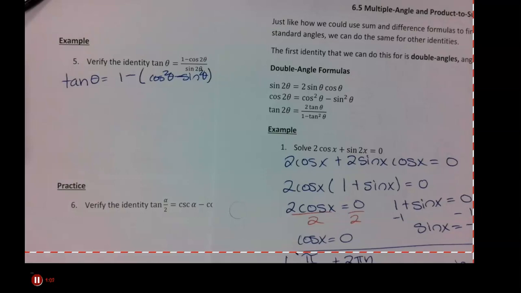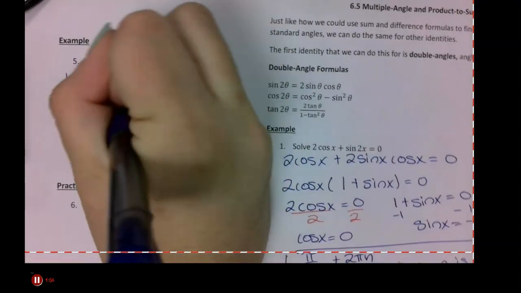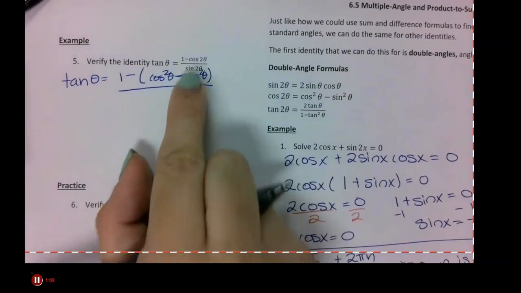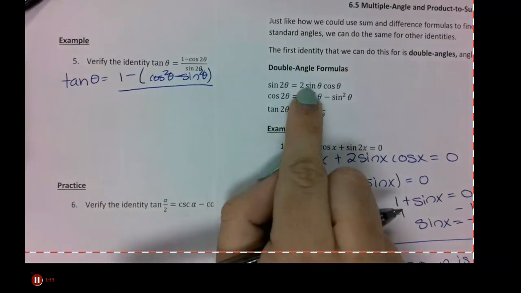Okay, and then on the denominator, there was also a double angle. It was sine of 2 theta. Sine of 2 theta gets replaced with 2 sine theta cosine theta.